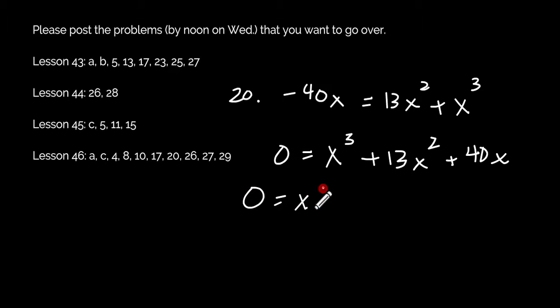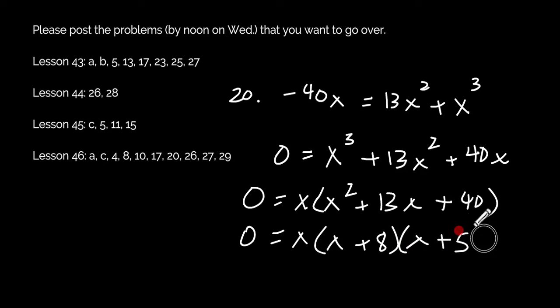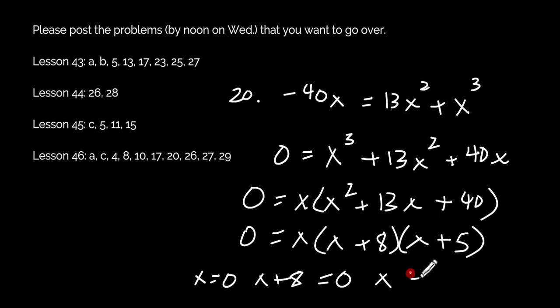I'm going to take out an x, so we get x times (x squared plus 13x plus 40). Now I'm going to factor it into binomials, so it's going to be x plus 8, x plus 5. You set each of these factors equal to 0, so you get x equals 0, x plus 8 equals 0, x plus 5 equals 0, and you get your 3 answers then. Your solutions are 0, negative 8, and negative 5. So that's how you solve that. The highest exponent tells you how many solutions you're going to get.